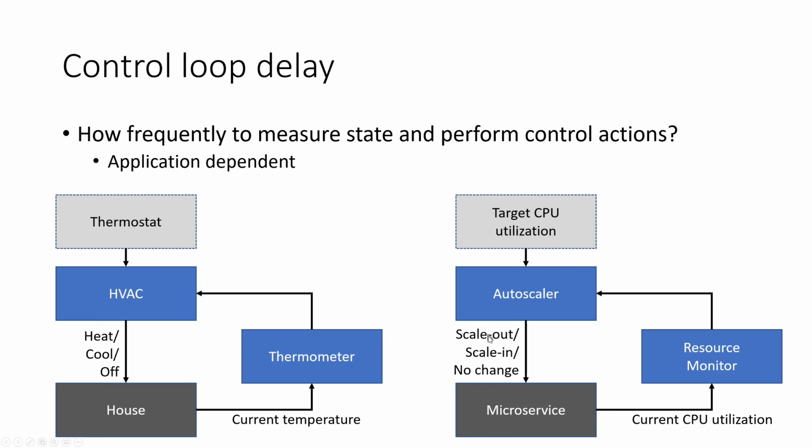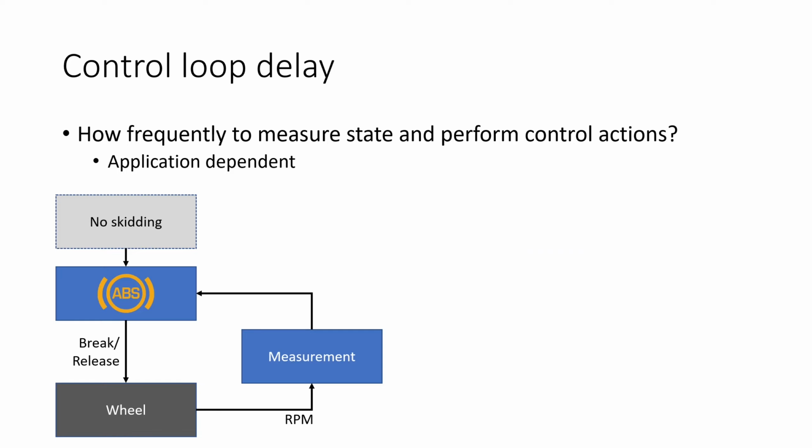So we need to pick a value that is reasonably frequent, but that doesn't overload the resources on the microservices and the machines. And just to give an example where we might want to run the control loop a little bit faster is in the case of anti-locking brakes.